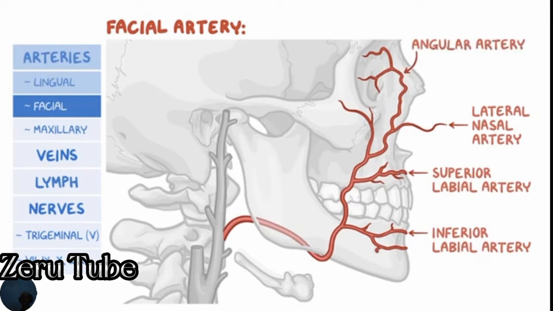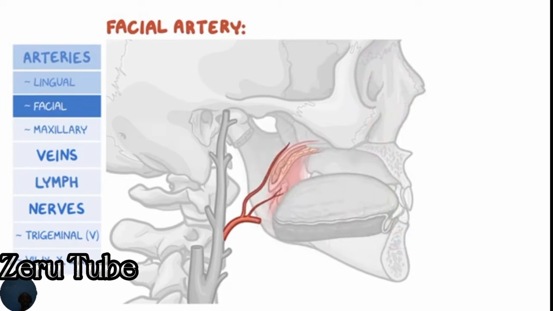The angular artery gives a branch to the medial commissure of the eye. It enters the orbital cavity. It is a very small branch of the angular artery, called the medial commissure of the eye.